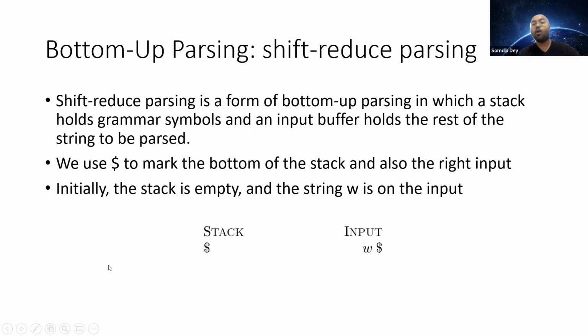Okay, now one form of bottom-up parsing is shift-reduce parsing. Shift-reduce parsing is a form of bottom-up parsing in which a stack holds grammar symbols and an input buffer holds the rest of the string to be parsed. We use the $ sign to mark the bottom of the stack and also the right end of the input.